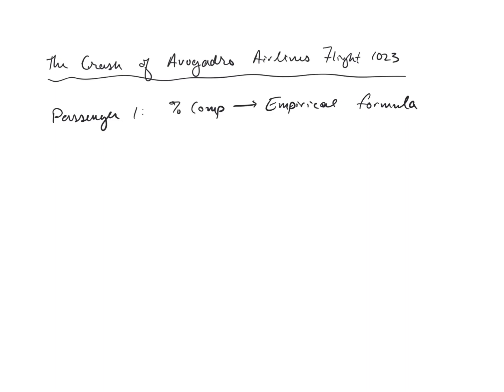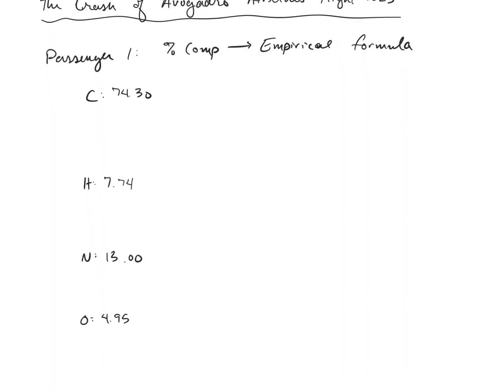Okay, so the example I'm going to use is passenger number 1. And all of these problems give you percentage of the chemical that is a certain chemical. So in this example, there's 74.30% carbon. There are 7.74% hydrogen. There is 13% nitrogen. And 4.95% oxygen. So each of these elements are in a compound, and you need to figure out the ratio of them.